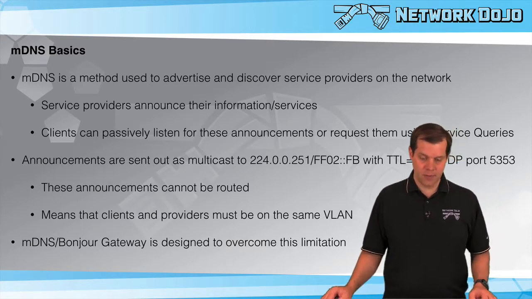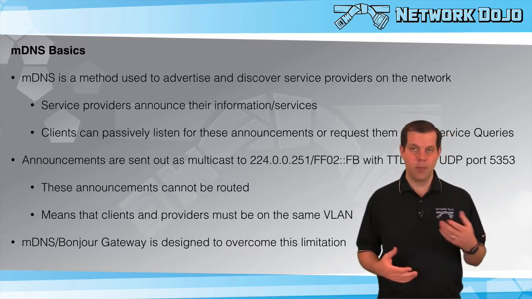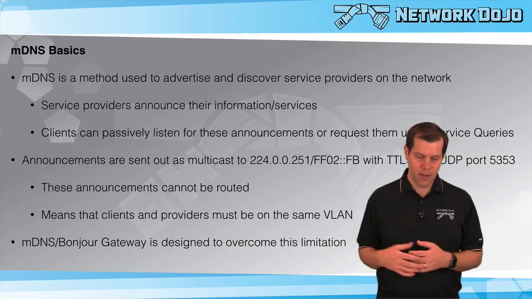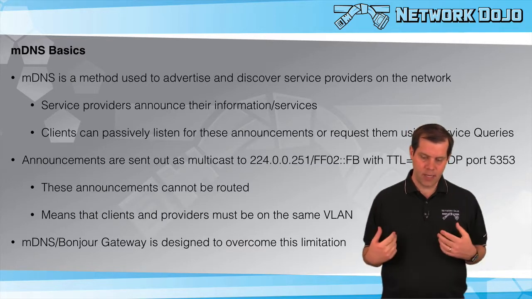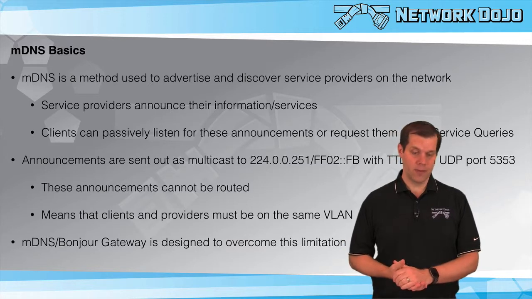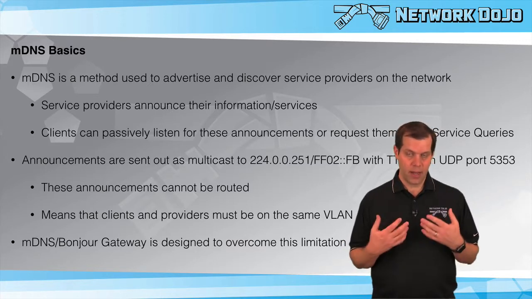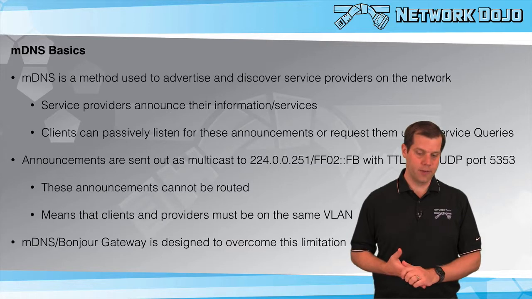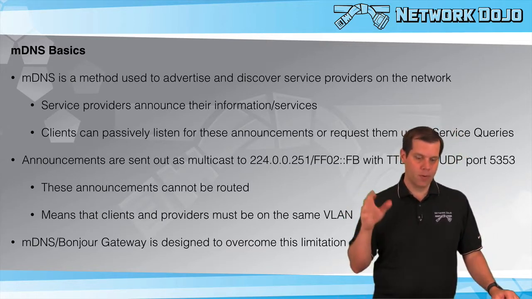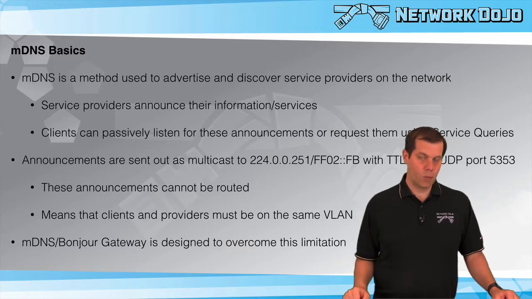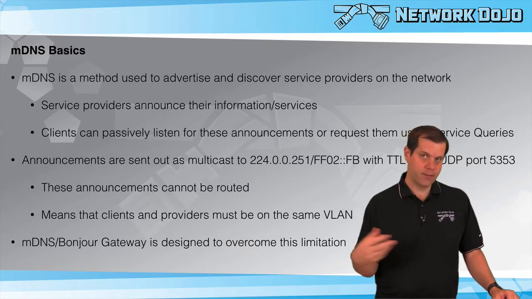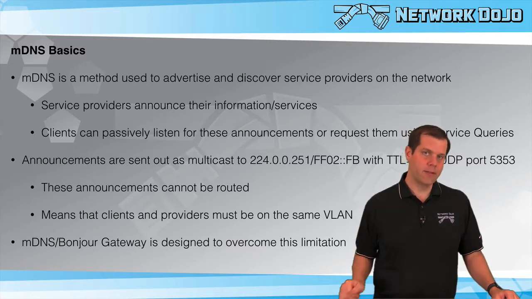A service provider would just be something that has a service to offer: a printer, an Apple TV, a number of different devices. The service providers use mDNS to announce themselves, who they are, and what they have to offer. So a printer that supported AirPrint services, which is an mDNS service, could basically say, hey, I support AirPrint. It tells people what it supports, some information about it, as well as, here's my IP address and who I am and what I offer.